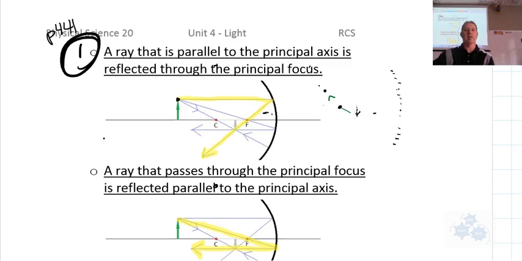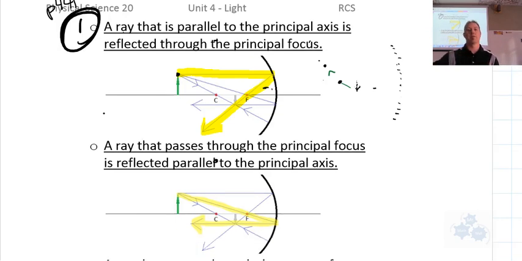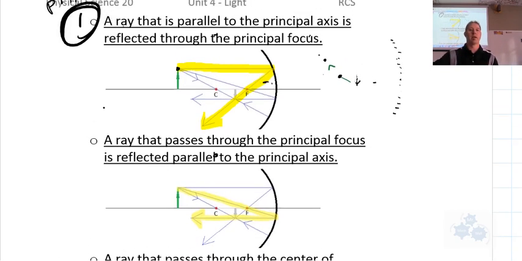And the rule is this: if a light ray travels parallel to the principal axis and strikes the mirror, it will always travel straight through the principal focus. So that is rule number 1. So when we locate an image, what we want to do is find out where these light rays from the object are actually going, and where they start to converge, or where they start to meet each other, is going to be where the image is going to be. So that's rule number 1.